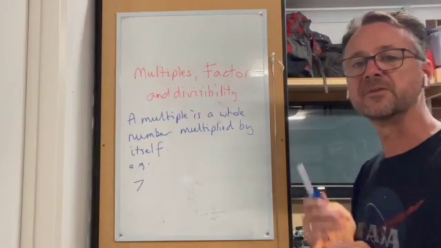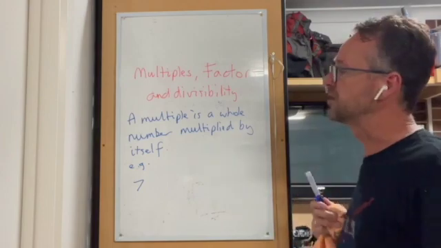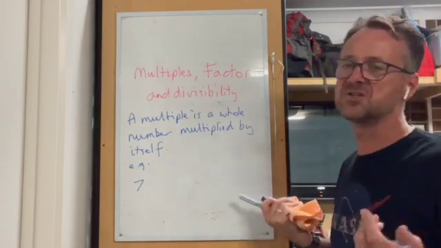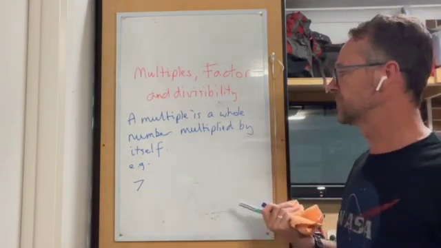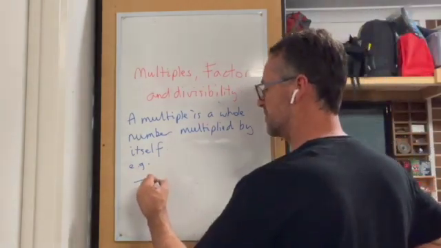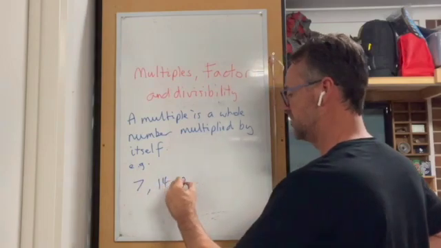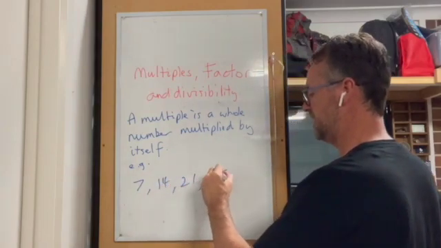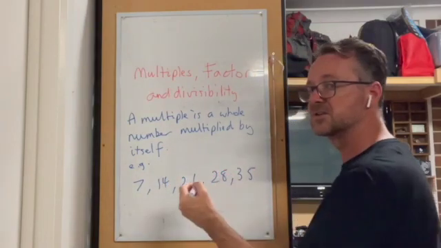Okay, we're going to look at multiples, factors, and divisibility and how these are all connected. So the first thing, a multiple. This is just a number that's multiplied by itself over and over. So 7, a multiple of 7, and the next multiple is 14, then 21, 28, 35, etc. So these are your times tables.